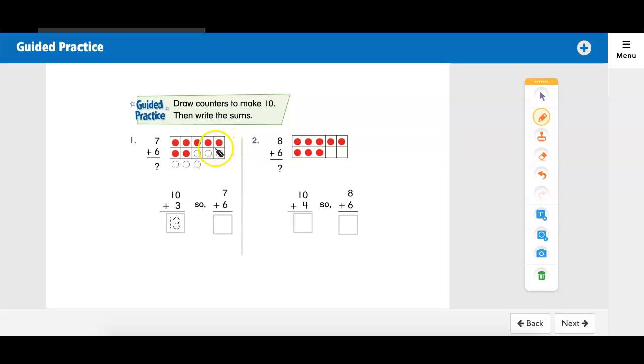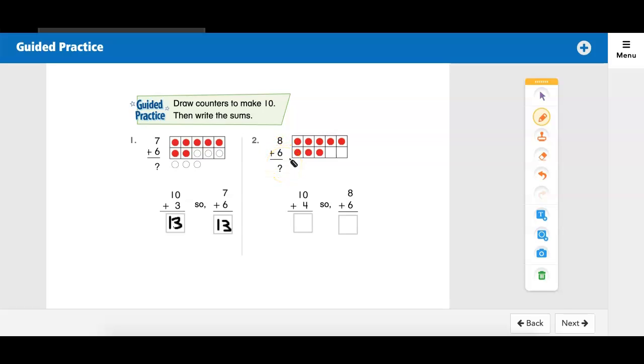So 10 plus 3 is the same as 7 plus 6. Both sums for 10 plus 3 and 7 plus 6 are the same. So we are going to make 10 in our tens frame to help us solve. Let's look at number 2. Number 2 says 8 plus 6.